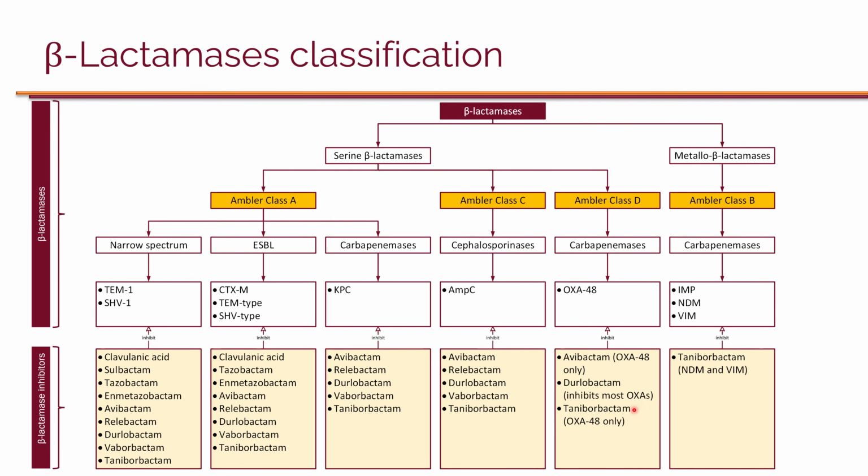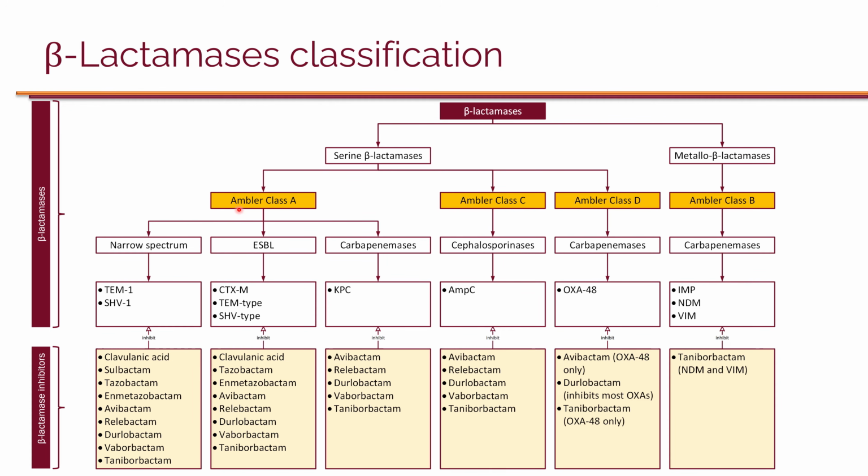Now let's take a look at these beta-lactamases in another way. So essentially beta-lactamases, you can think of them as serine beta-lactamases or metallo-beta-lactamases. Metallo-beta-lactamase is the worst type of beta-lactamase. These are Ambler class B. These are carbapenemases that break down carbapenems, cephalosporins, and penicillins. Some examples include IMP, NDM, and VIM. And we don't really have anything on the market as far as beta-lactamase inhibitors. Taniborbactam is under development that could inhibit some of these.